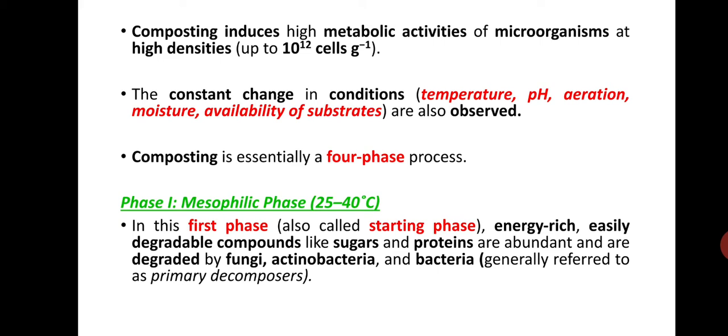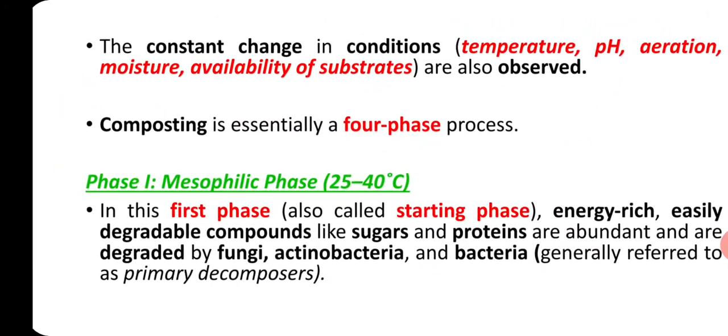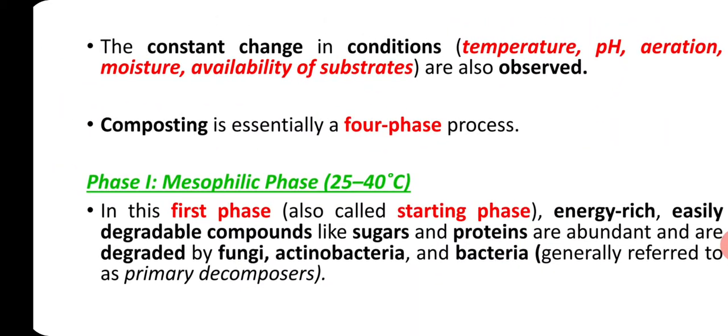Now the phenomena, right? You should see that the microorganisms are converting it at a very good rate, at a very high density. So metabolic activity of microorganisms is quite good in this phenomena. There will be a constant change in certain conditions like temperature, pH, moisture. So from the raw material till the compost formation, there are regular changes in these components.